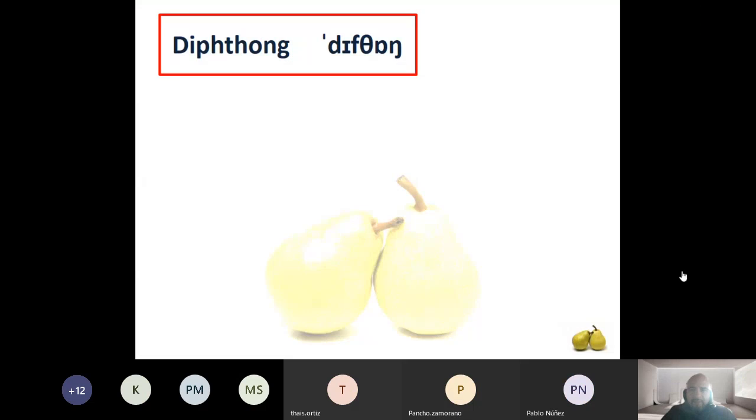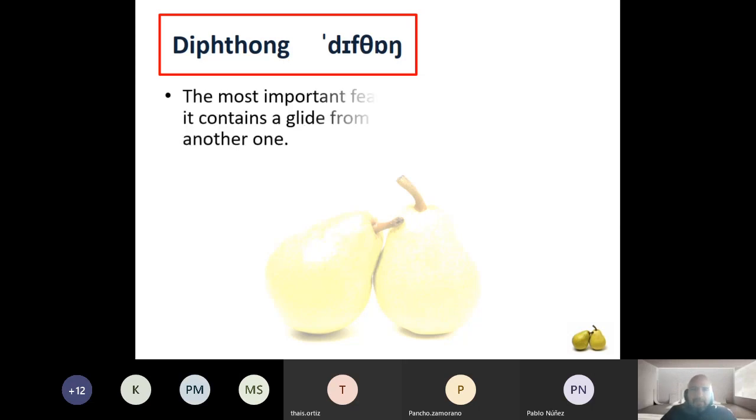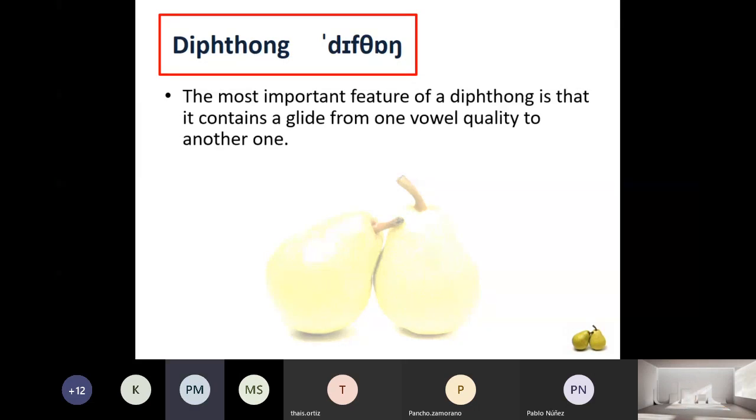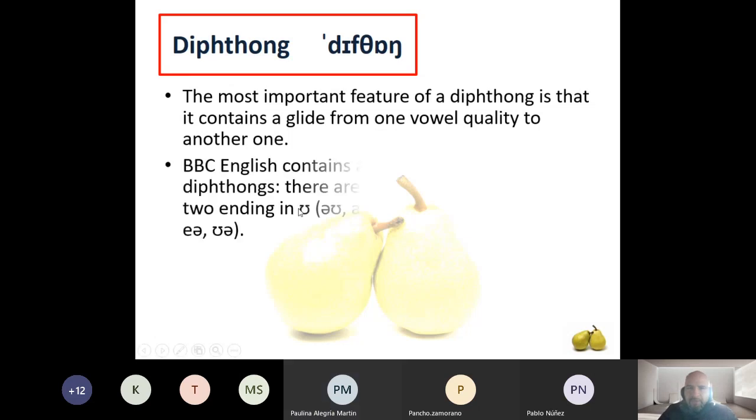I'm going to ask participants. Paulina, are you there? Is your microphone working? Paulina Alegria? Yes. Okay, Paulina, could you read this passage, please? The most important feature of the diphthong is that it contains a glide from one vowel quality to another one. Thank you so much. Matias Rivera, is your microphone working? Could you read the next one, please?